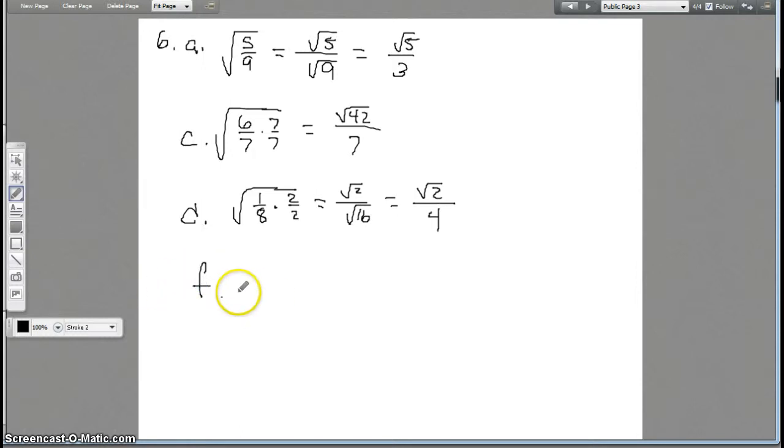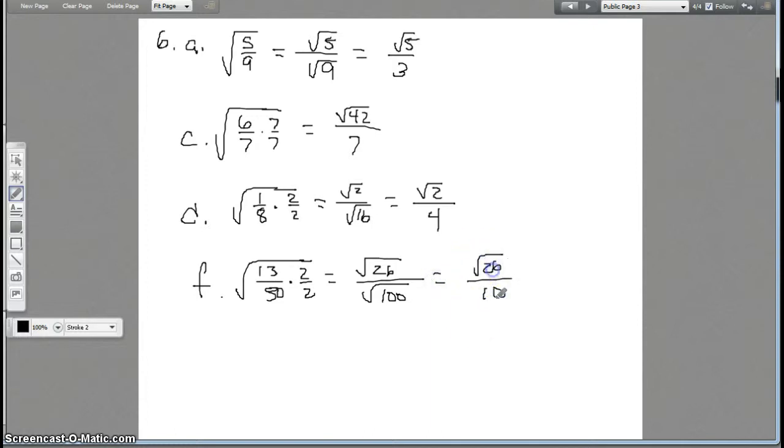One more from number 6, that's part F. Part F is the square root of 13/50. If you look at your table of squares on page 563, the smallest square that is a multiple of 50 is 100. So to get 100, I would multiply by 2 over 2. And we will get the square root of 26 over the square root of 100. The square root of 100 is 10.